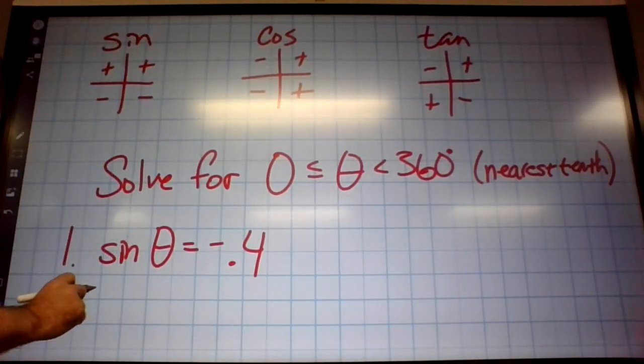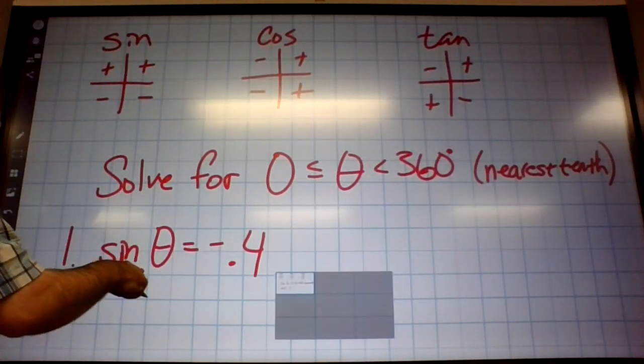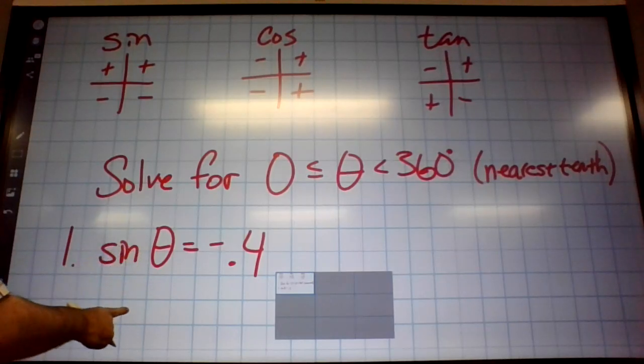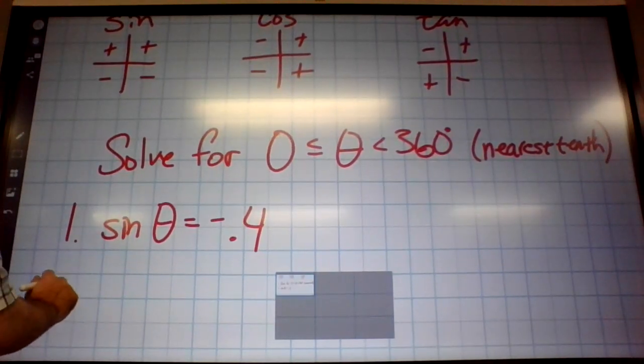The 4 answers? No. Or are you looking for the positives? It's the sine squared that had 4 answers. Like this would only have 2 answers. Oh, okay.